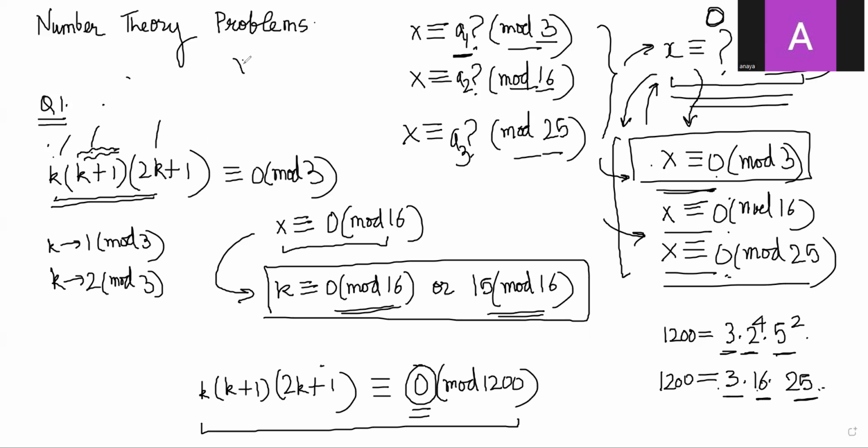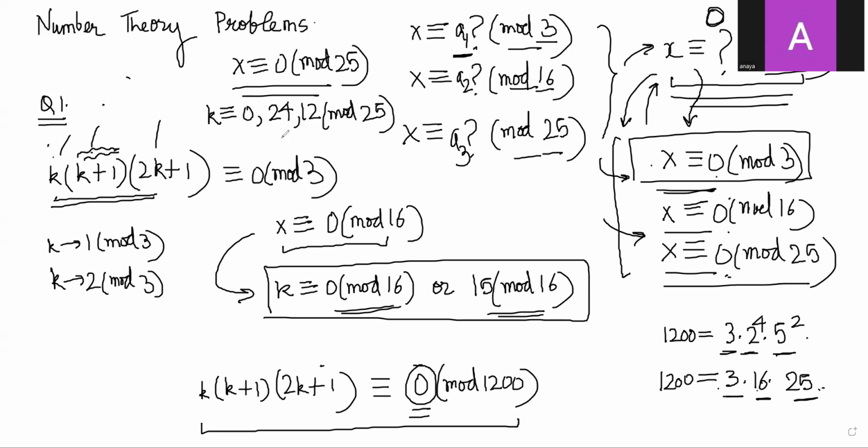Similarly, you have to see x is 0 mod 25. When will that happen? K would be either 0 mod 25, 24 mod 25, or 12. It can be 12, 24, or 0 mod 25.